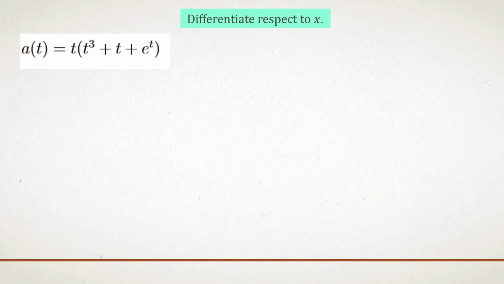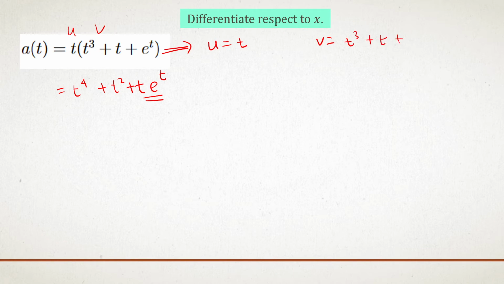Then how about this question? Okay, this question, maybe some of you will just think, why don't we multiply it? If you multiply in, we have a t to the 4 minus t squared, and we have a t e^t. And then this one still needs the product rule. So regardless of whether you expand, or you keep it as u v, both are similar, that is, you need to use the product rule. So instead of that, I'm lazy to expand it. So I will use my u as t, my v as t cubed plus t plus e^t.